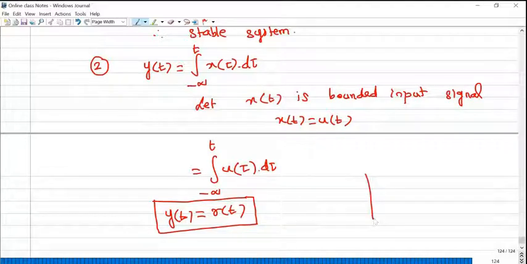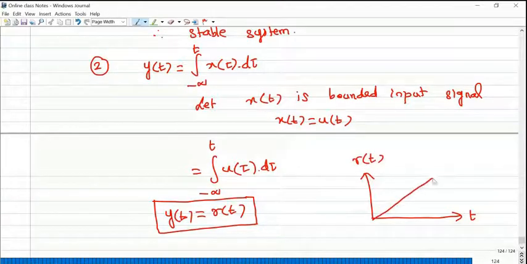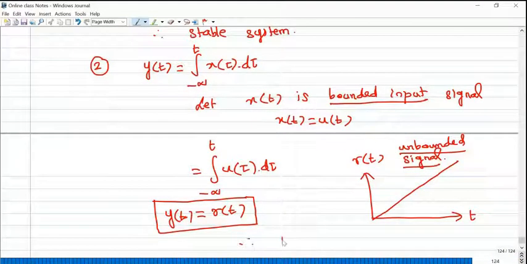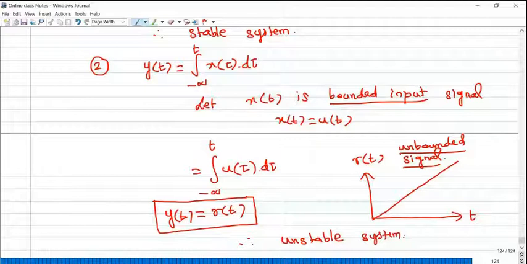So if we plot r of t versus t, the signal sketch will go like this. This is an unbounded signal. For a bounded input signal, the system generates an unbounded output signal. Therefore, the system is an unstable system.